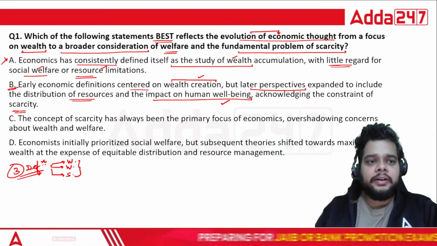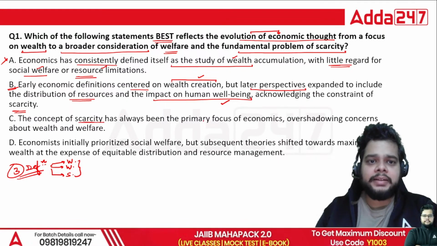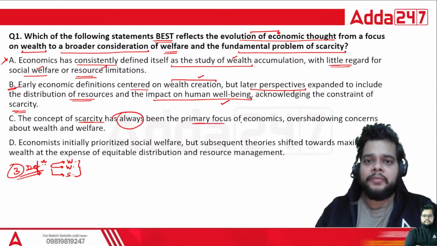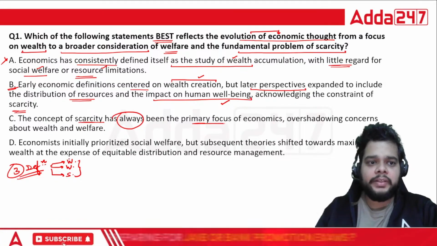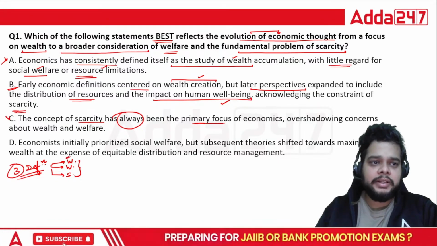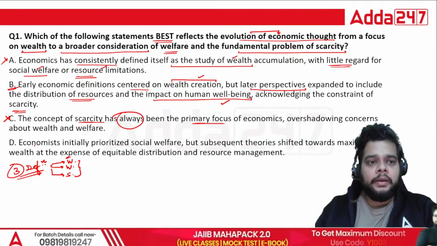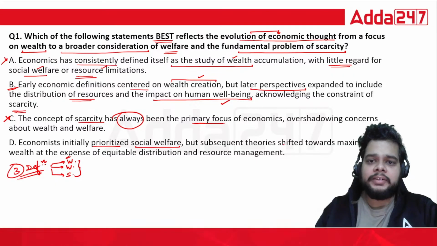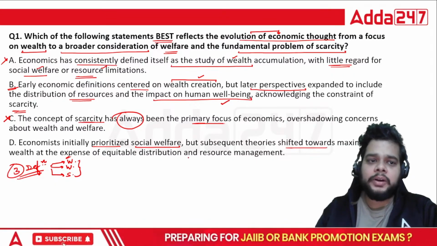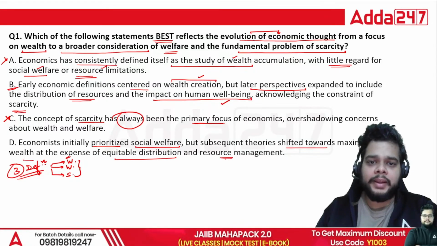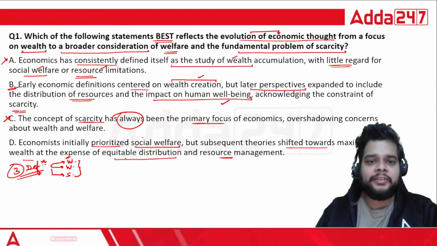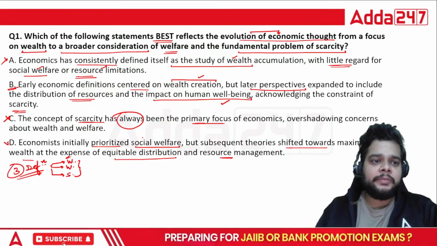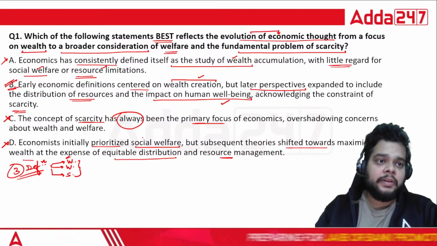Next, we have the third option: the concept of scarcity has always been the primary focus of economics. No, it started off with the wealth definition. So C is also wrong. D: Economists initially prioritized social welfare. Subsequently, the theory shifted towards maximizing wealth at the expense of equitable distribution and resource management. No. First of all, wealth was there, then came social welfare, and after that, scarcity was explained. So the correct answer for this question will be option B.